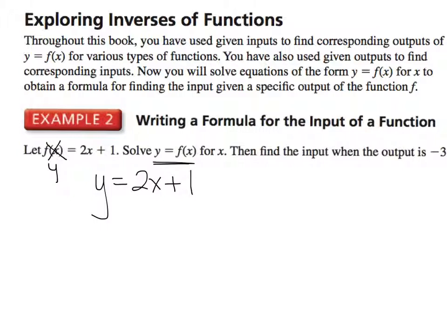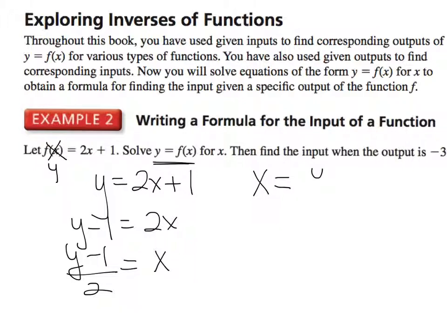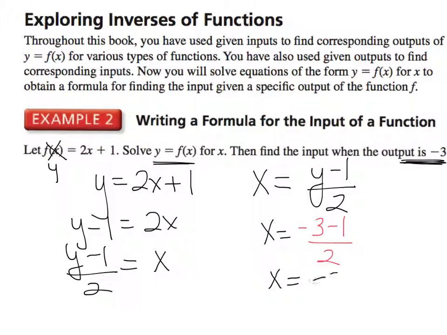So you're going to subtract the 1 and then divide by 2. So x is going to equal (y minus 1) divided by 2. You've now found the equation solved for x. You're now then going to plug in the output as -3. -3 goes into the y. This is really easy. So x would be -2. So we found the input. The input is -2 when the output is -3.